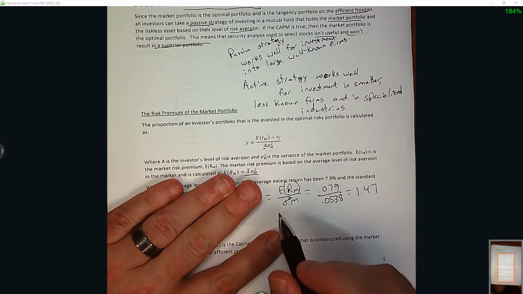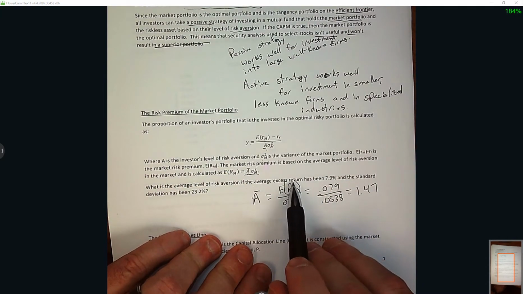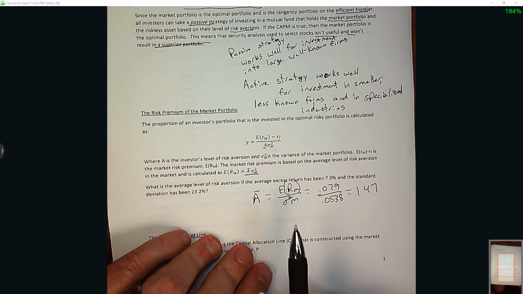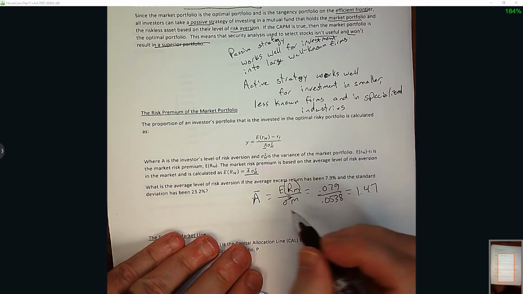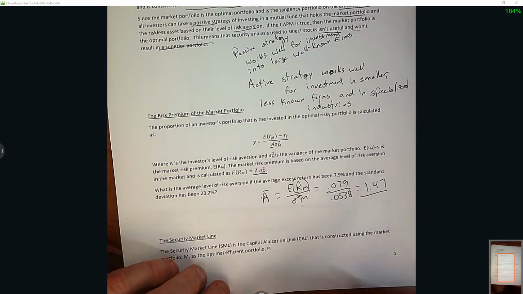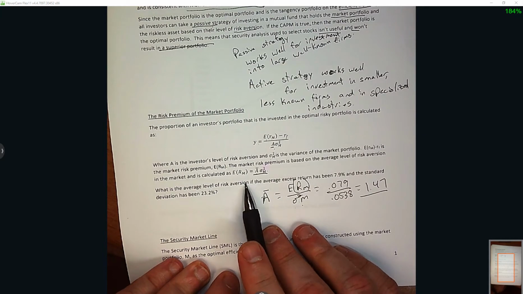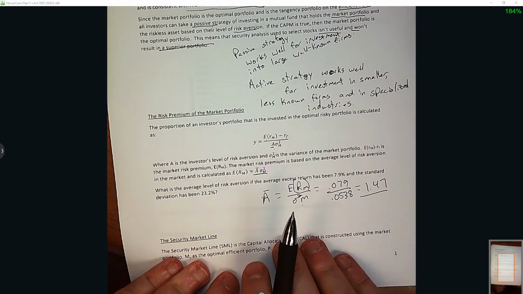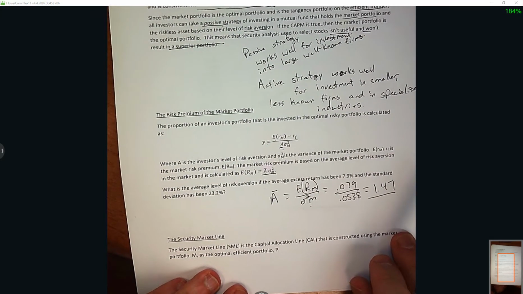So the market participants determine what the return is for the market. They determine what the standard deviation of returns is, and that's based on the level of risk aversion in the marketplace. So based on the time period that I looked at here, the level of risk aversion A was 1.47. And that's just a general way to calculate it. I might ask you on a test or in an assignment to go ahead and calculate the average level of risk aversion for investors given this type of information.